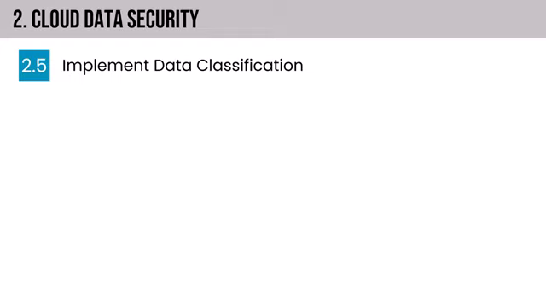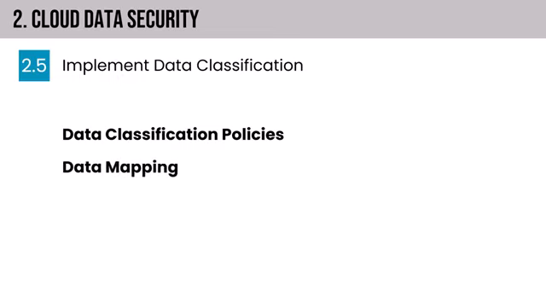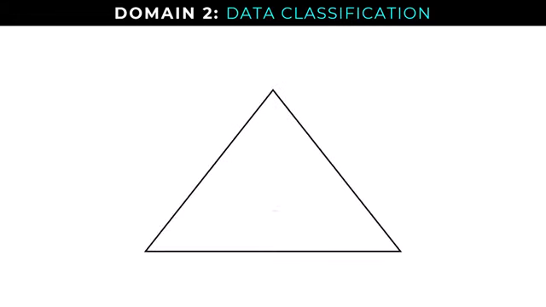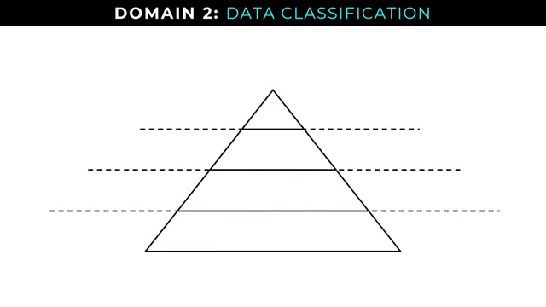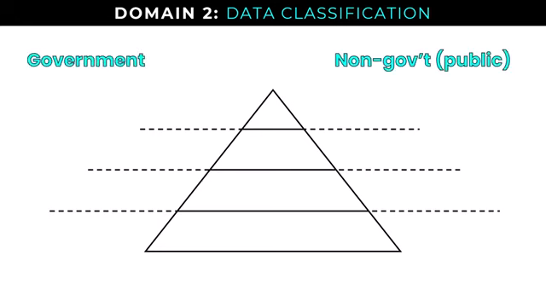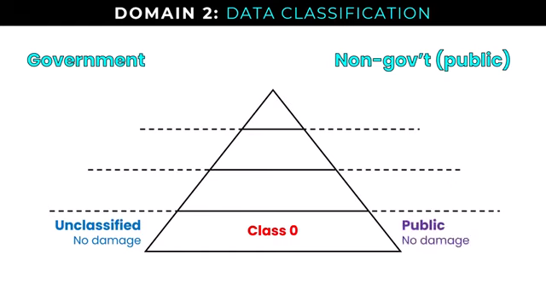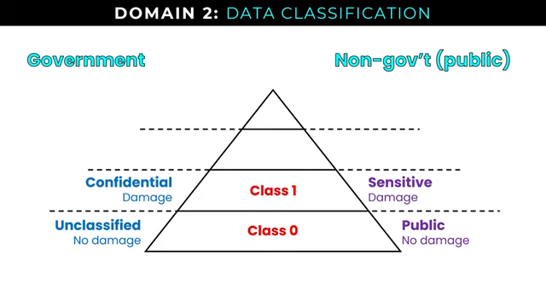That brings us to 2.5, which is implement data classification. Once we've discovered our data, we're now going to classify. We'll talk about data classification policies, data mapping, and data labeling. So let's just do a simple comparison of data classification in the government context versus a public entity or a commercial company. So at the lowest level of classification, we have unclassified data, what we'd call public data in the non-government space, so no damage if exposed. One level higher, we have confidential or sensitive data where the organization is going to sustain some damage.